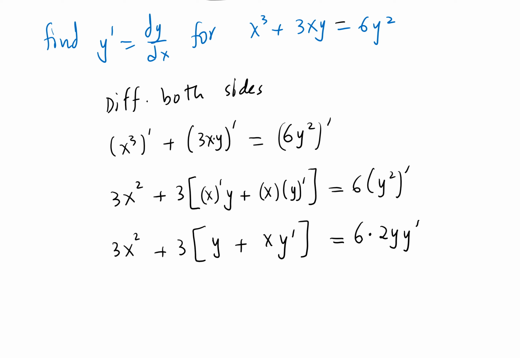We may divide everything by 3. You get x squared plus, 3 is gone. Divide the 6 by 3, you get 2. 2 times 2 is 4.